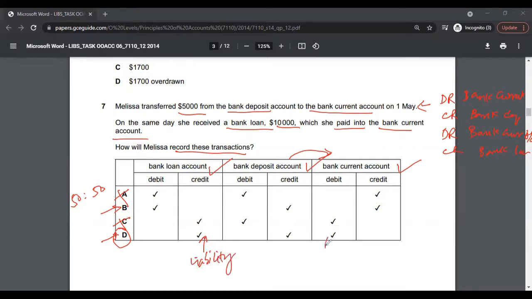and the bank current account is an asset account which is going up because you're receiving more money. So the bank current account is being debited in both cases, and then bank deposit account credit and bank loan account credit, right? So the answer to multiple choice 7 would be option D.